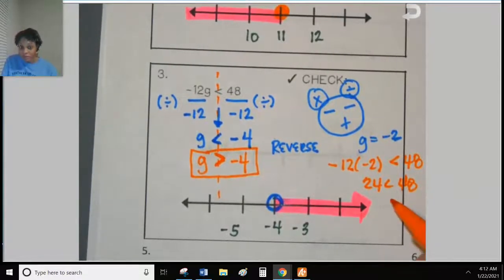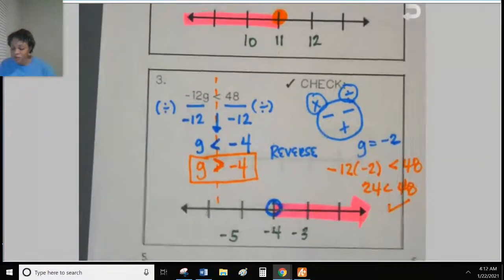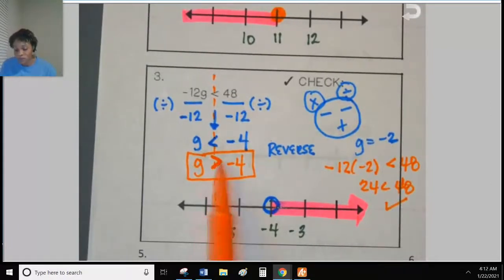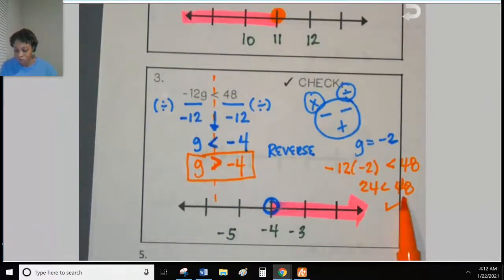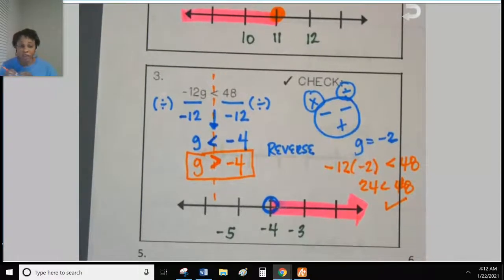Yeah, it is. So what if we wouldn't have reversed it and we would have graphed the other way and we would have put a negative 6 in there? Negative 6 times negative 12 wouldn't have been less than 48. That wouldn't have been true. So it's only true because we remembered to reverse our inequality symbol. So again, checking is important to help you see why it works and why it's true or not true.